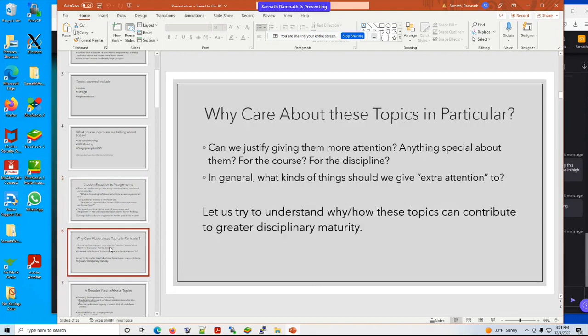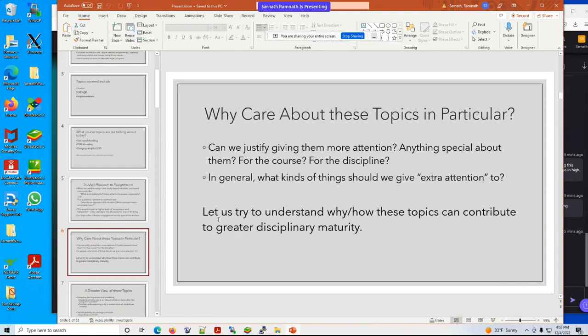But before we go further, there are lots of topics in a course like this, as you can imagine. So the question is, why care about these topics in particular? In general, there are lots of topics in any course, and we always have to answer this question: how much attention should we give?